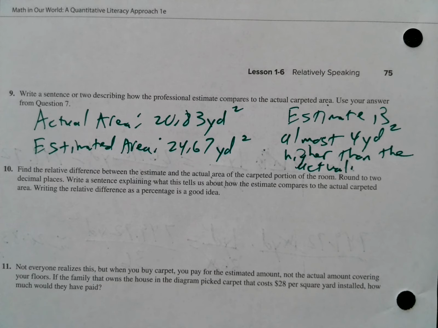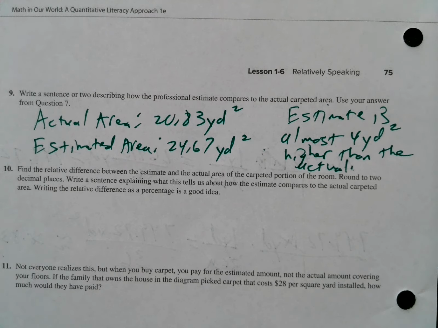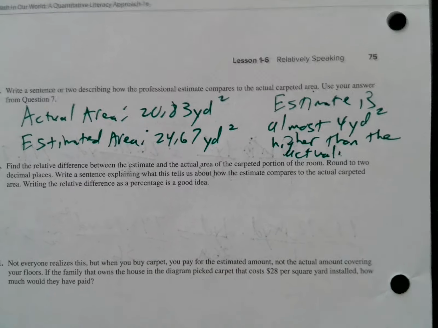Now, number 10 says: find the relative difference between the estimate and actual area of the carpeted portion of the room. Round to 2 decimal places. Write a sentence explaining what this tells us about how the estimate compares to the actual carpeted area. Writing the relative difference as a percentage is a good idea.